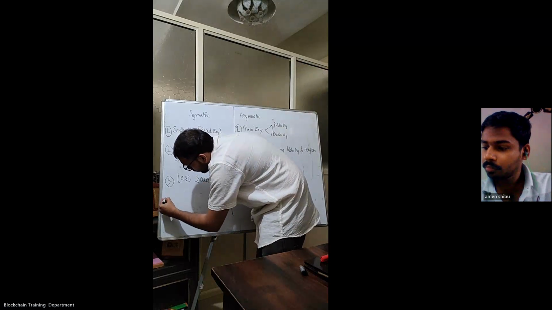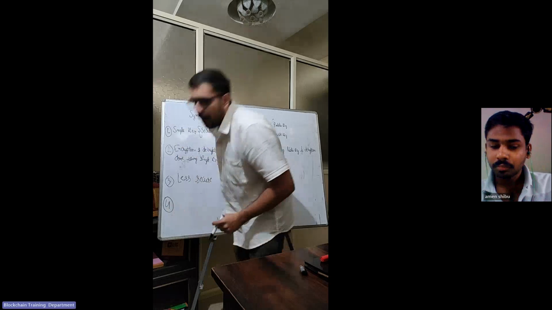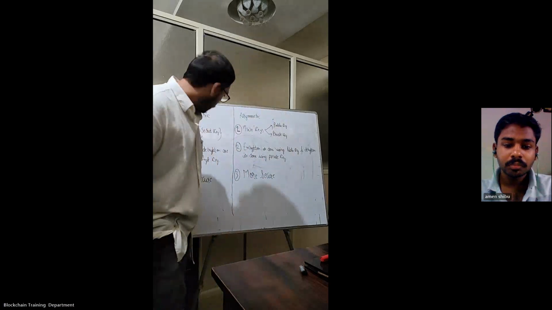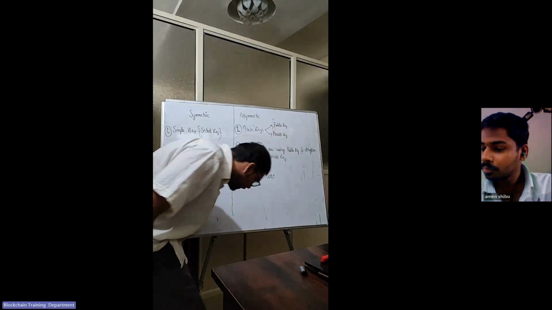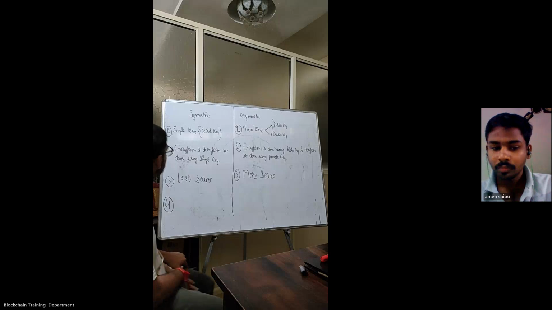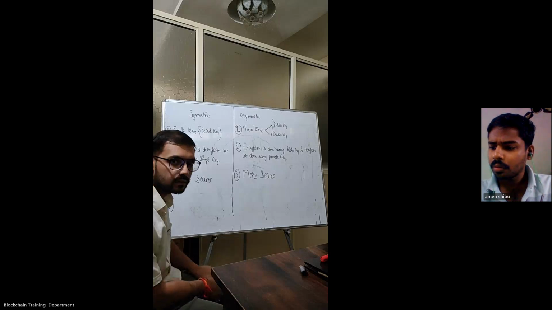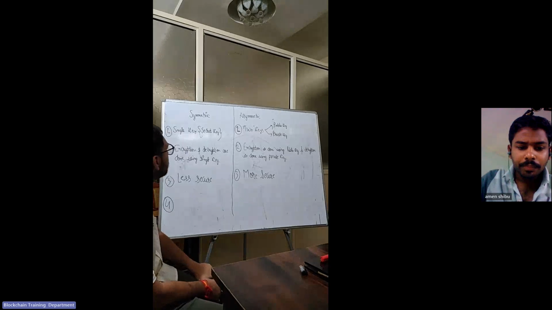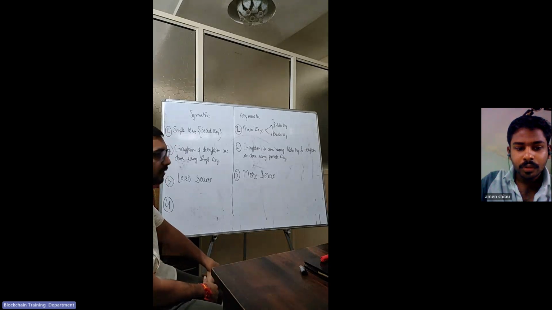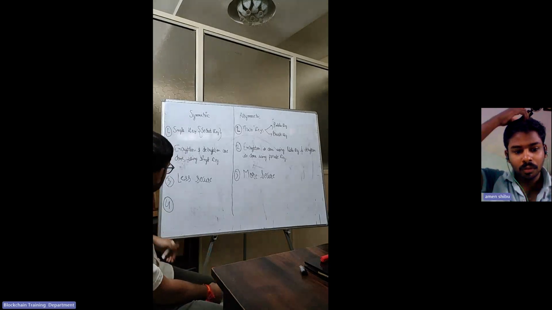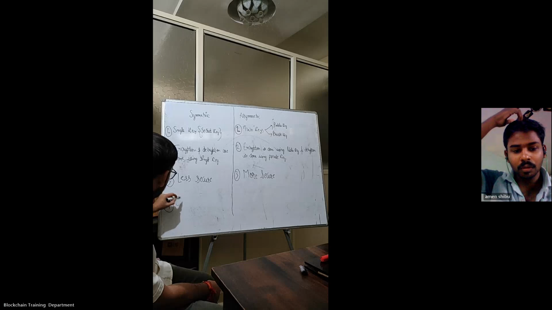Now, the fourth difference: examples. I told you an example of symmetric. Can you tell me what's an example of symmetric cryptography? We have done the Caesar cipher. Yes, the Caesar cipher.